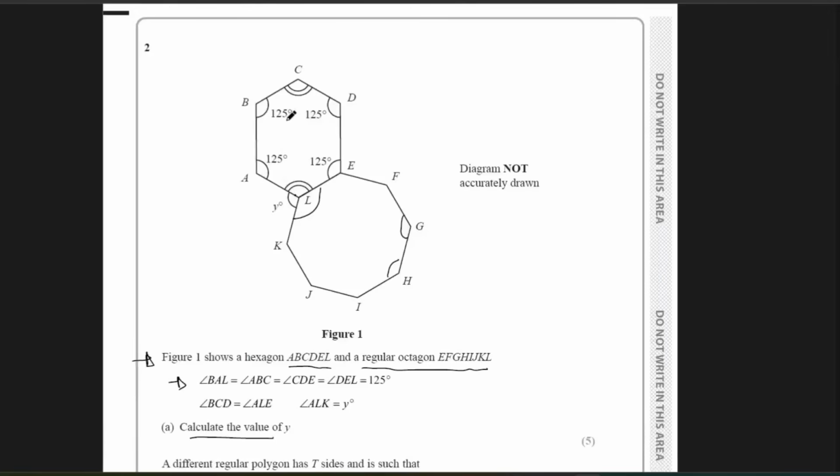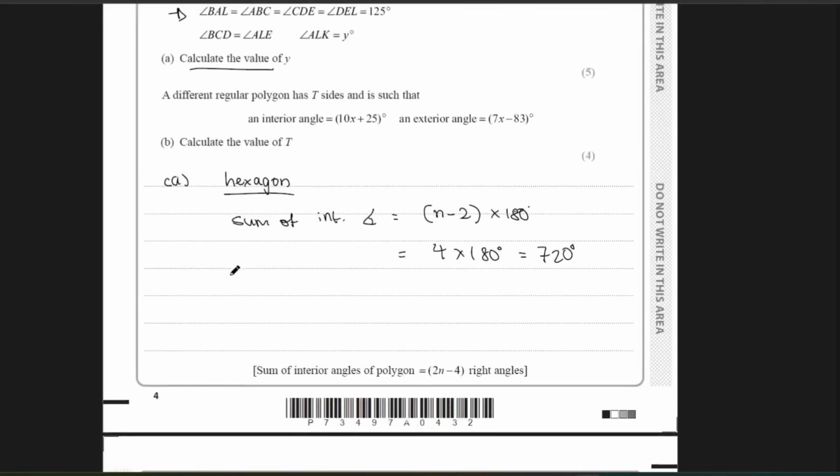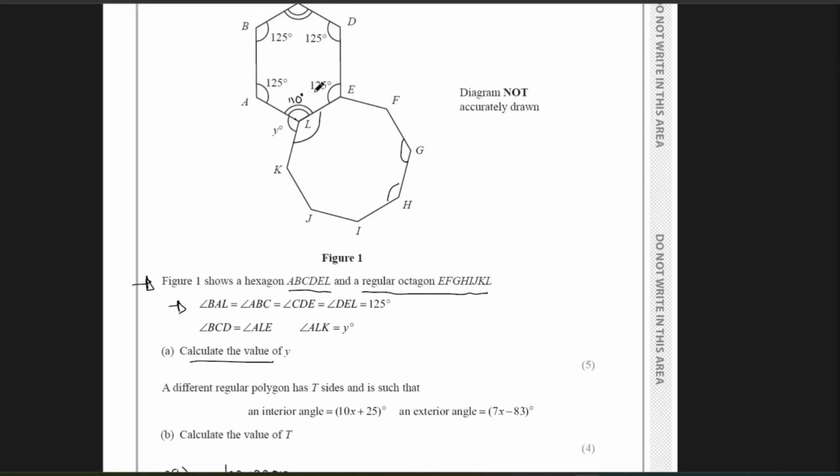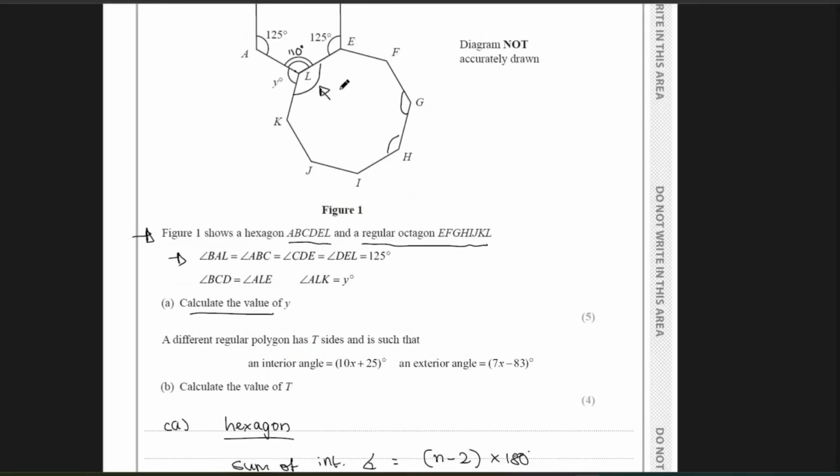So we can subtract 125 times 4 from 720, and the answer has to be divided by 2. So angle ALE is equal to 720 minus 4 times 125, divided by 2. This gives us 110 degrees.